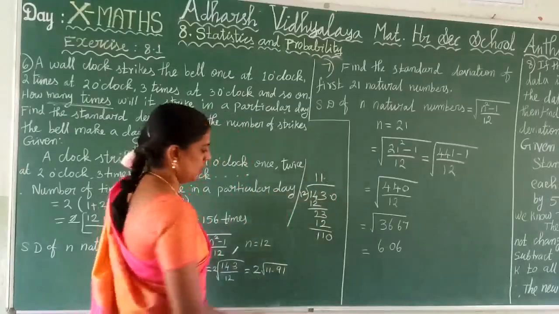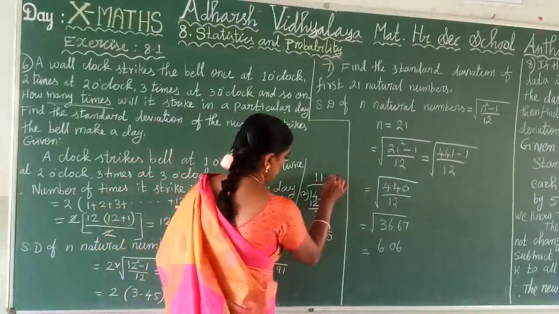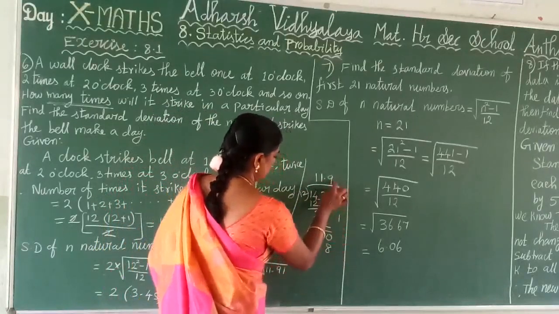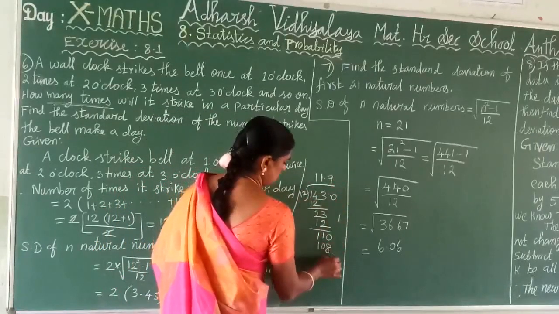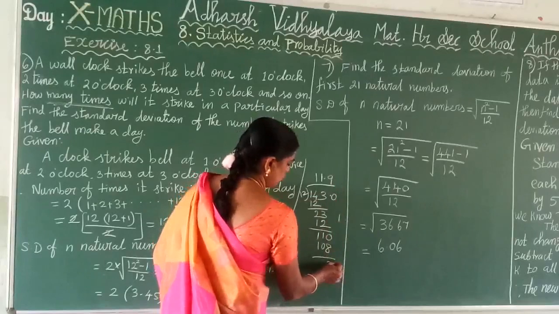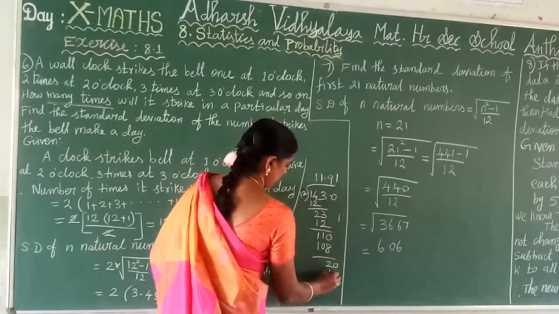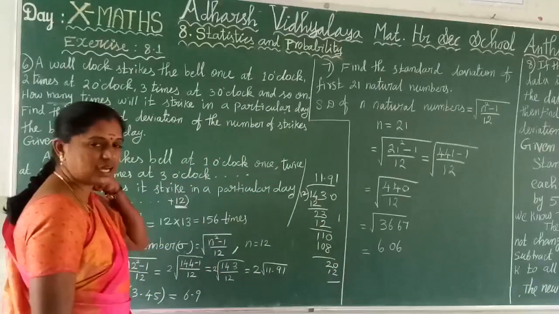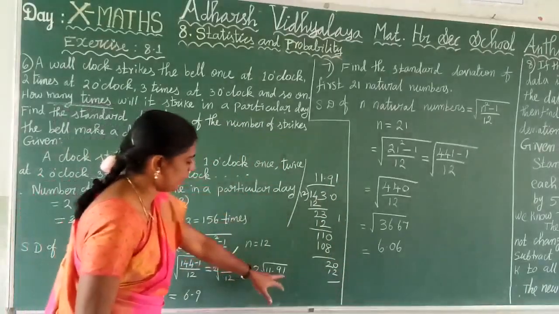And how many times? Suppose 9 times, 9 twos are 18. Remainder 1. 9 ones are 9 plus 1, 10. And the remainder 2, 20, how many times? 1. Clear? So we need 2 decimals, sir, no. So the answer is 11.91.